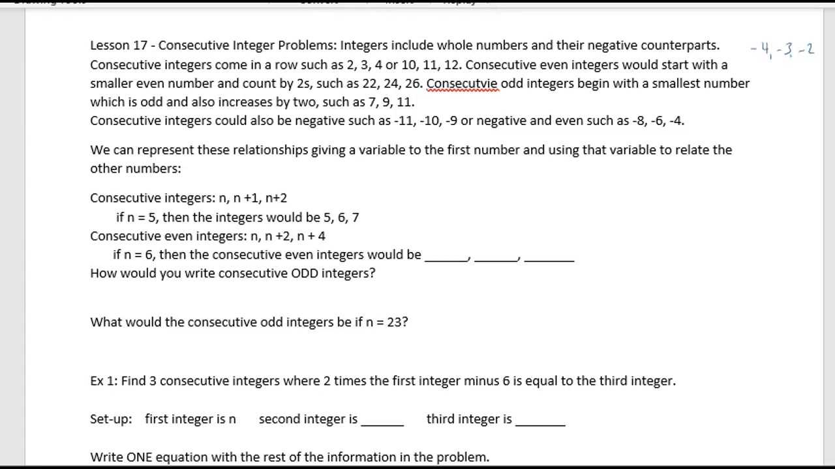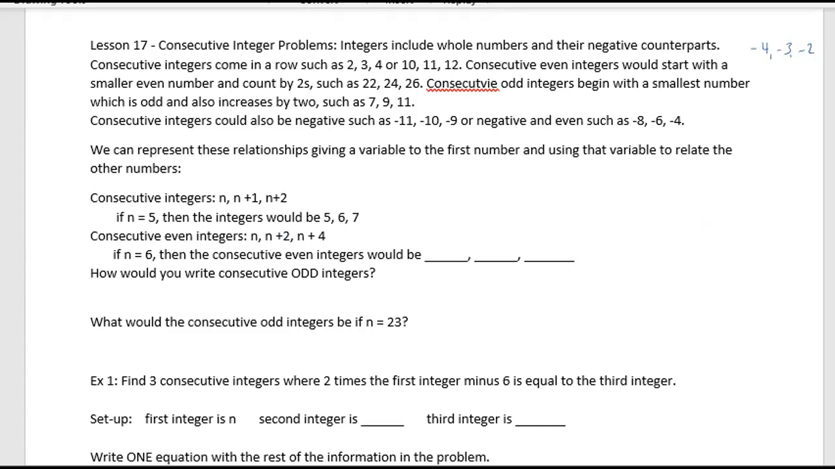Consecutive even integers would start with a smaller even number and count by twos, 22, 24, 26. Consecutive odd integers begin with a smaller number, which is odd, and then increases by 2, 7, 9, 11. We could also be negative, such as -11, -10, -9, or negative and even, -8, -6, -4.